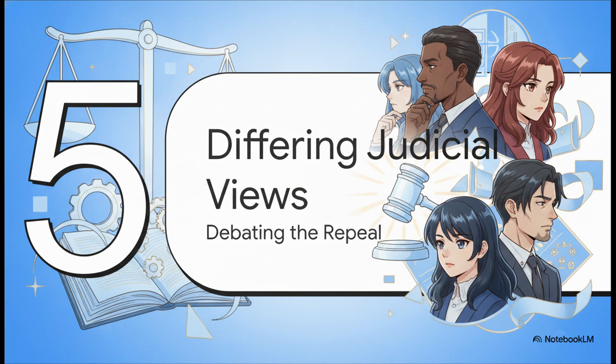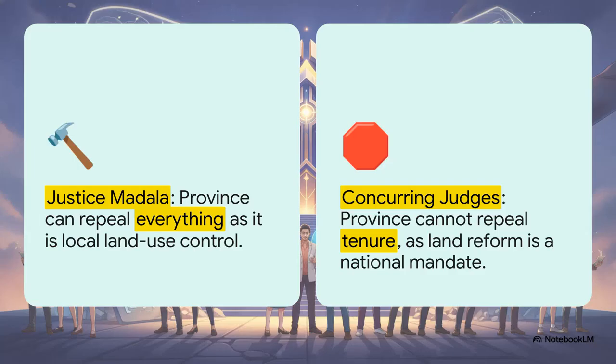Because what makes this case even more fascinating is that the top legal minds on the Constitutional Court didn't actually all agree on the best way to handle this. It's really interesting to see this split here. On one side, we had a dissenting view from Justice Madala. He argued that the province did have total authority to erase the whole thing, deeds registration included, because in his view, the entire proclamation was fundamentally just an evil system of local land use control, and local land use is a provincial matter.